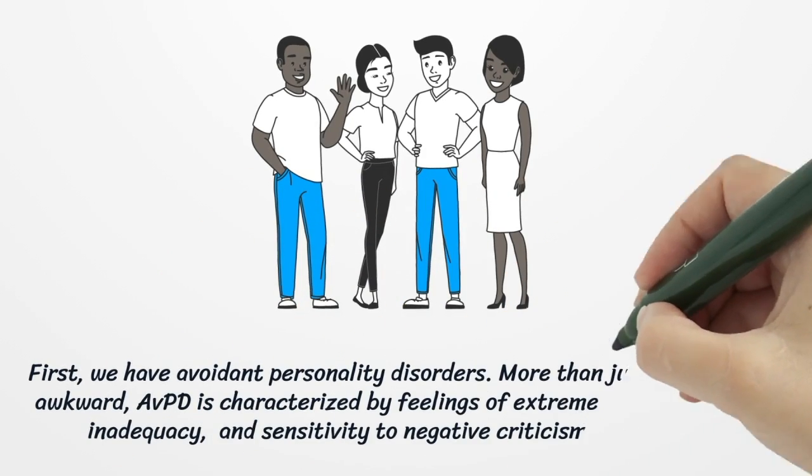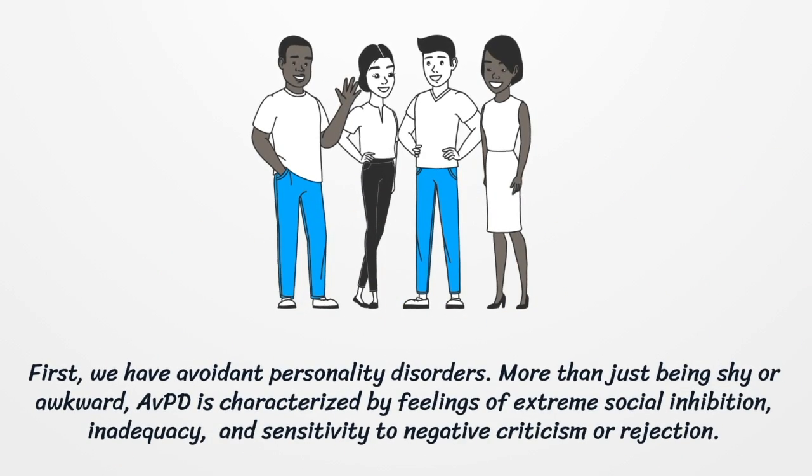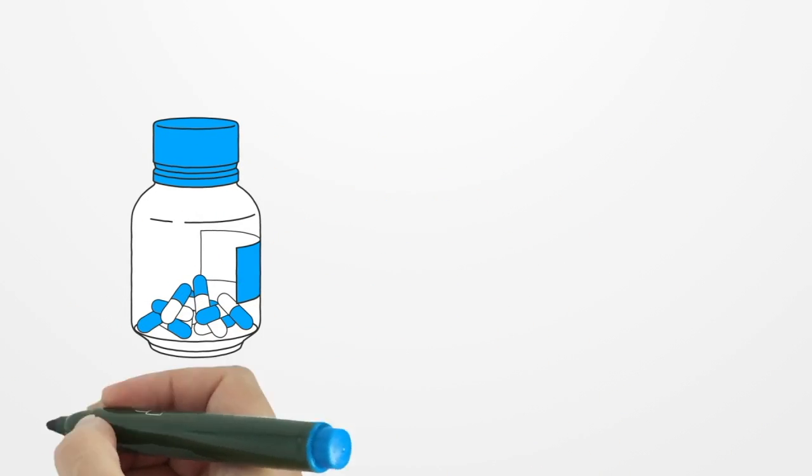First, we have avoidant personality disorders. More than just being shy or awkward, AVPD is characterized by feelings of extreme social inhibition, inadequacy, and sensitivity to negative criticism or rejection. In social situations, a person with AVPD could be afraid to speak up, fearing saying the wrong thing, blushing, or displaying embarrassment. People who have the disorder may display behavioral symptoms like avoiding work, school, or social activities to avoid criticism or rejection, low self-esteem, and self-isolation.